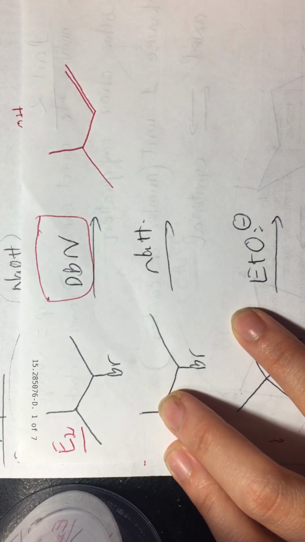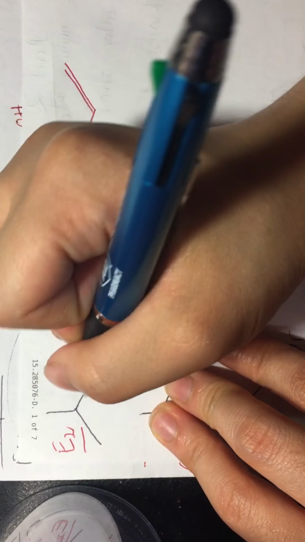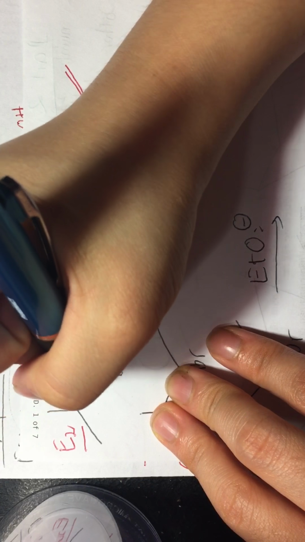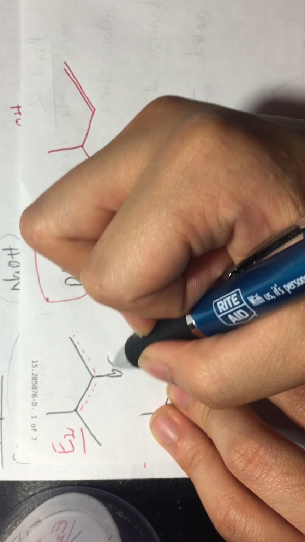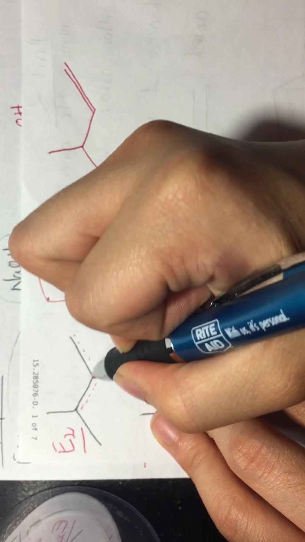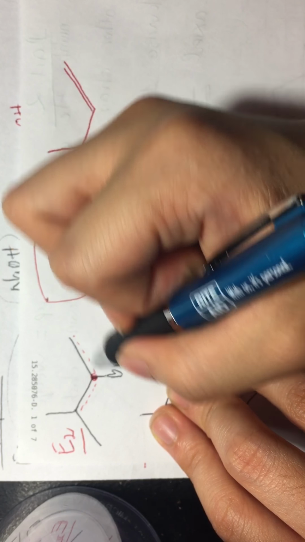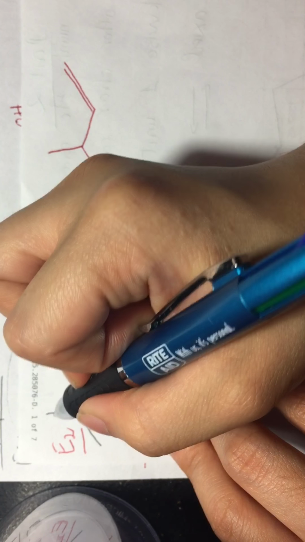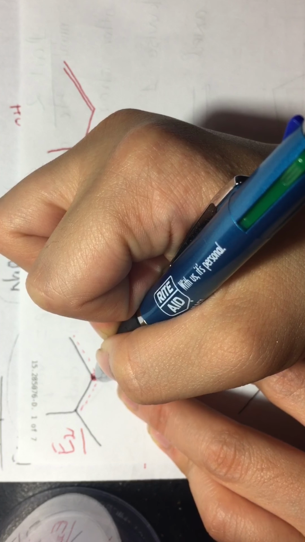So if you look at here, you can see the double bond can either form here or can form here, right around the bromide. You can either form here or you can form here. But if it's formed here, this is the Hoffman product. If it's formed here, this is a Zaitsev product.